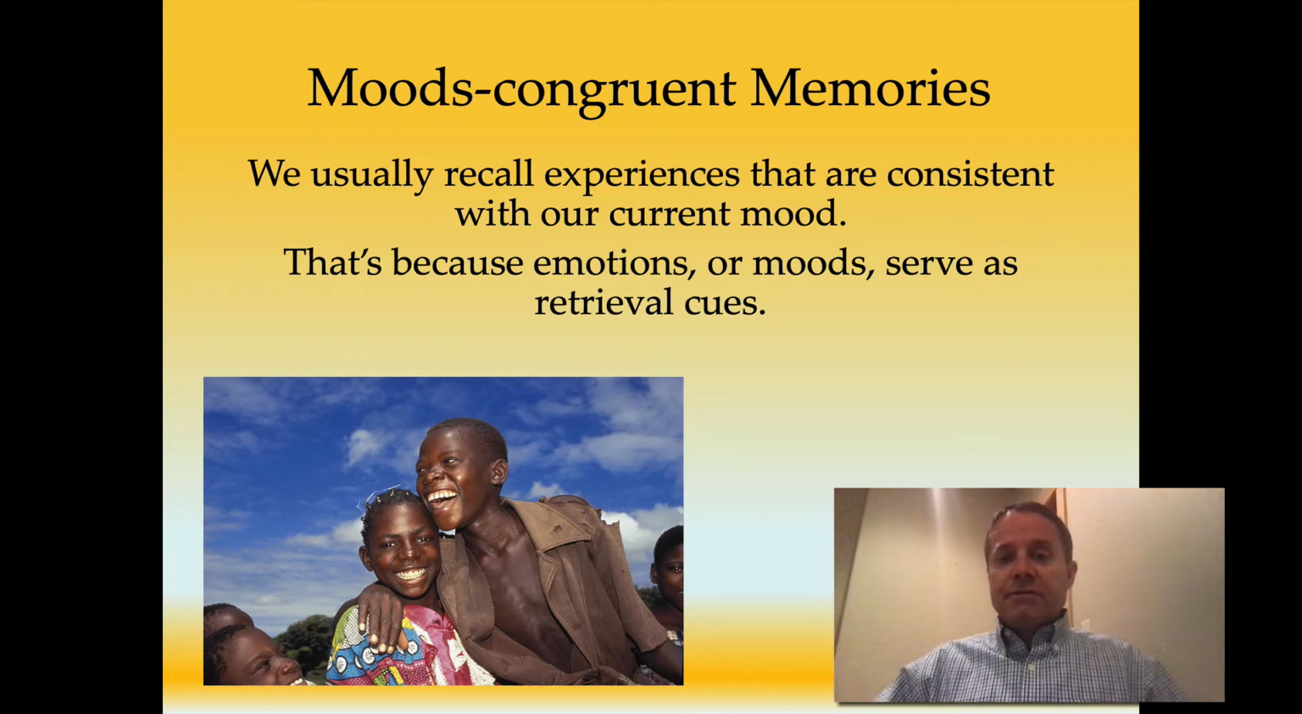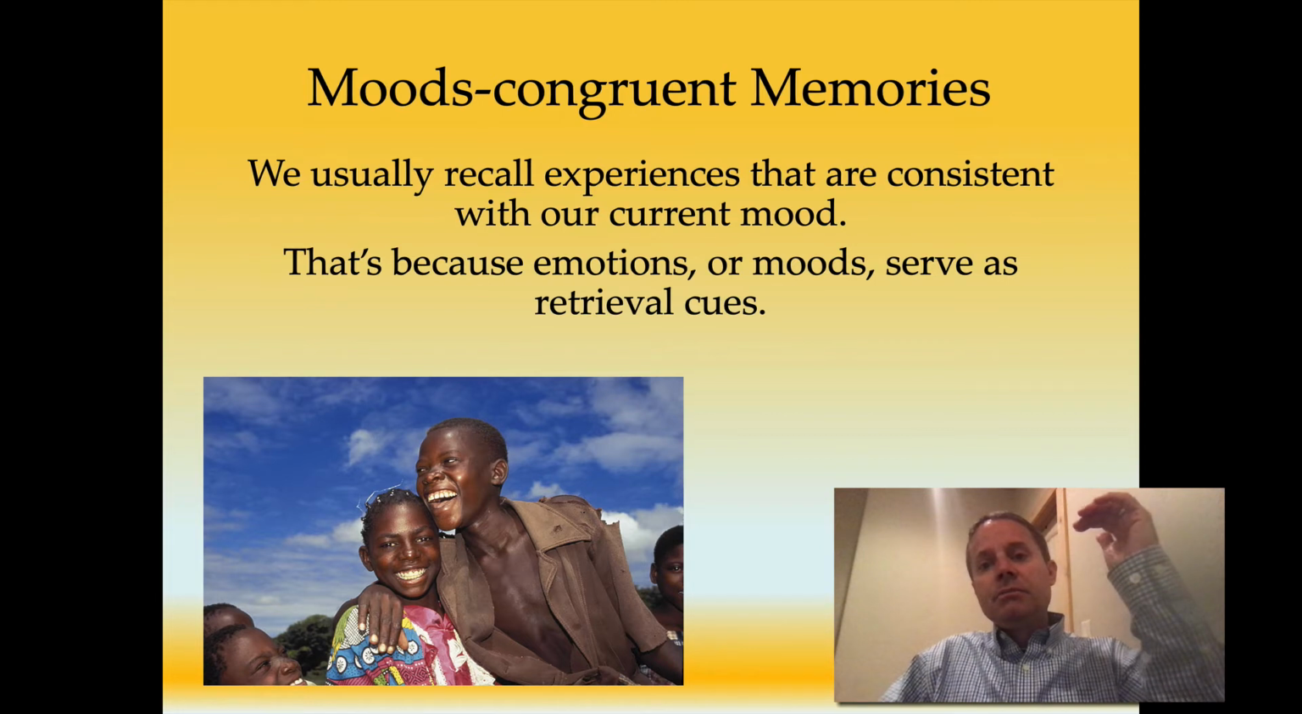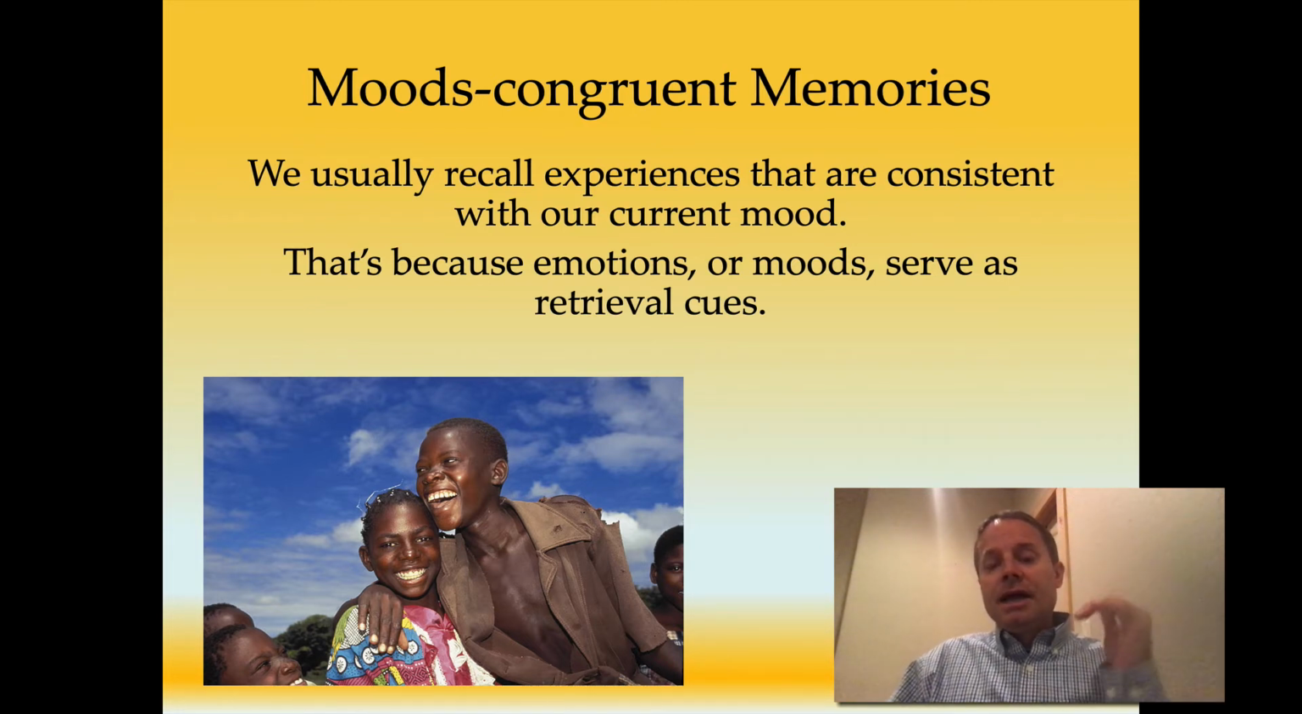Another type of retrieval cue is called a mood congruent memory. A mood congruent memory is that we recall experiences that are consistent or congruent with our current mood. So if you're in a really good mood, you're likely to remember other times you were in a good mood. And if you're in a really bad mood, you're likely to remember other times that you were in a bad mood, because our mood, our emotions, serve as retrieval cues.